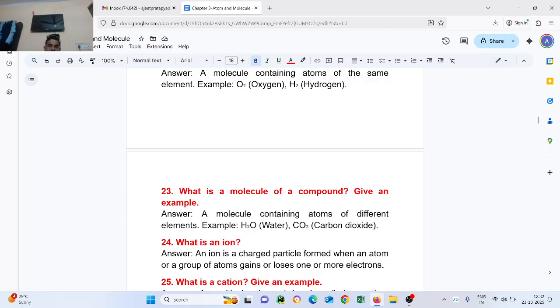Question number 24. What is an ion? An ion is a charged particle formed when an atom or group of atoms gains or loses one or more electrons.